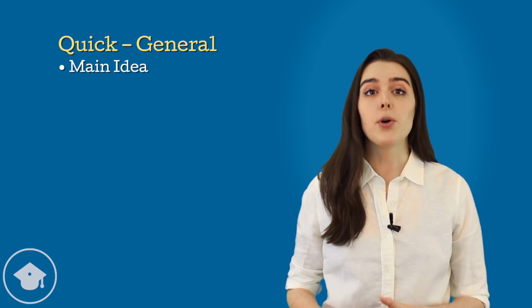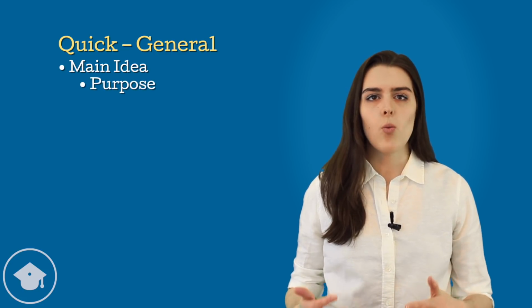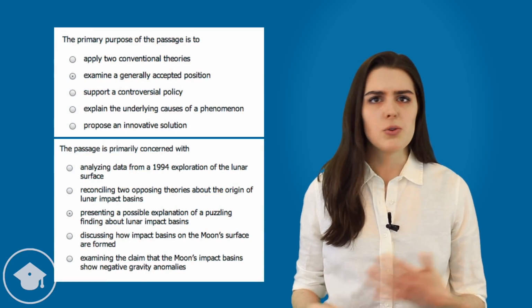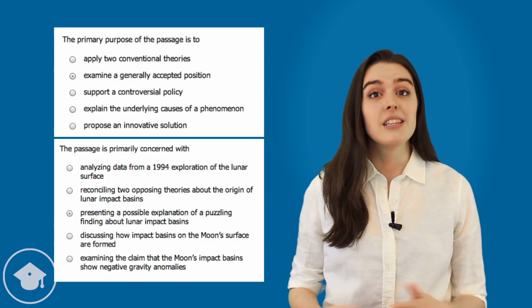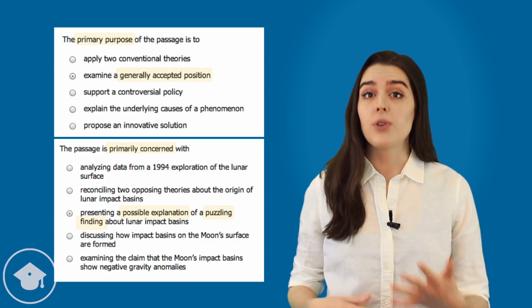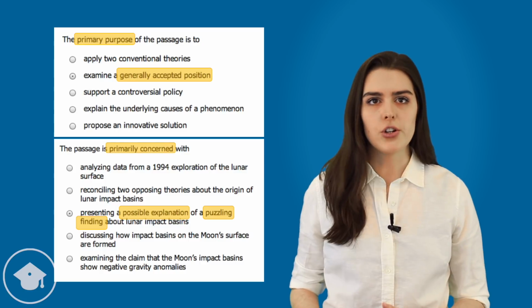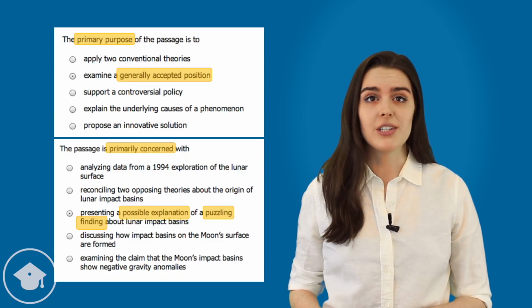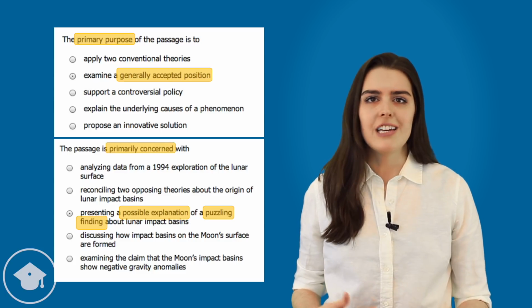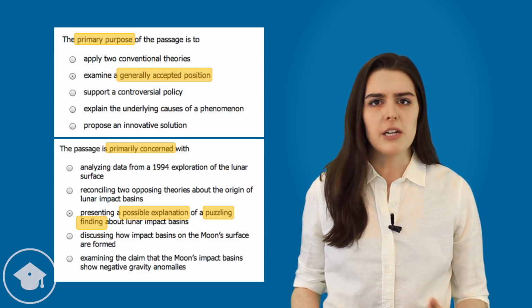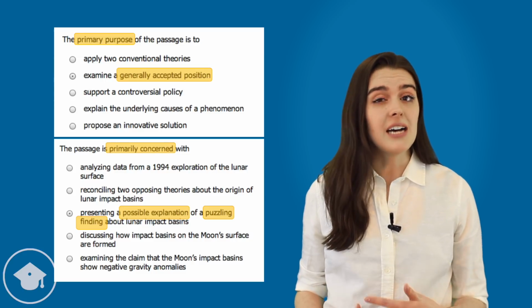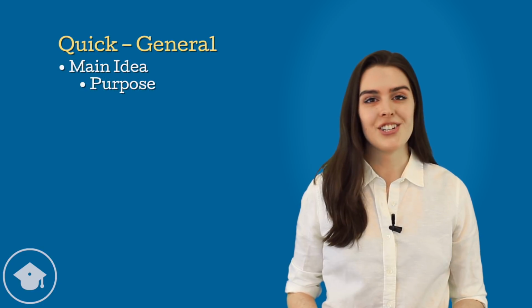One is asking about the purpose of the passage. In other words, what is the goal of the passage? What is it trying to do? Is it to argue something, to compare something, to explain something, etc.? These questions often feature language like primary purpose or primarily concerned with in the question stem, as well as very vague language in the correct answer choices. For example, generally accepted position, possible explanation, and puzzling finding could refer to pretty much anything. It's up to us to figure out how they apply to the passage.